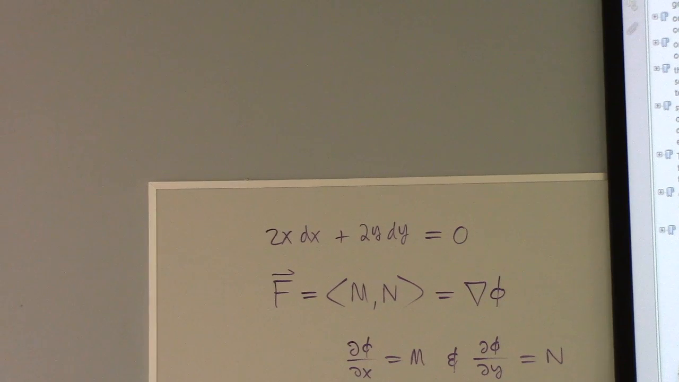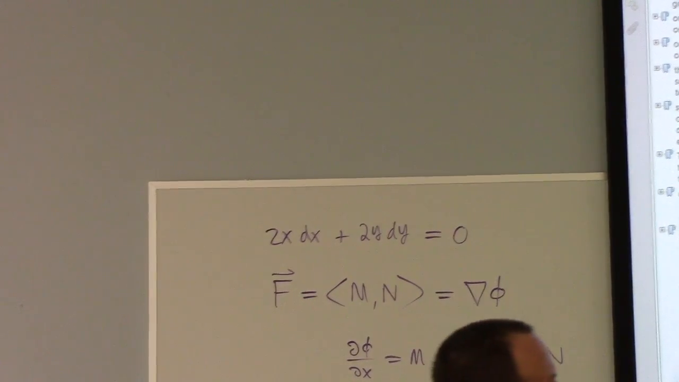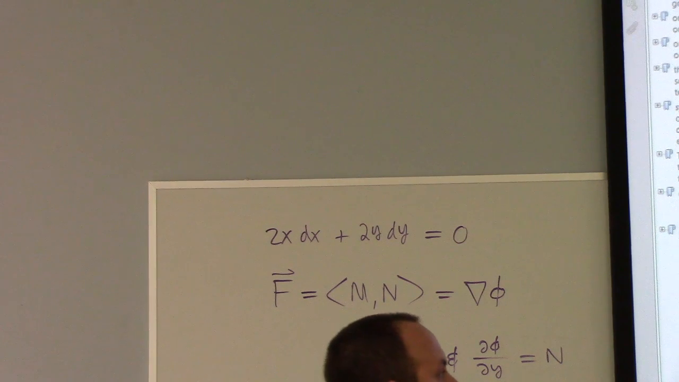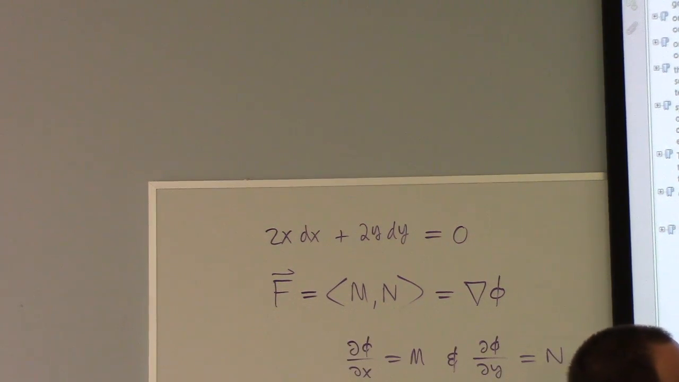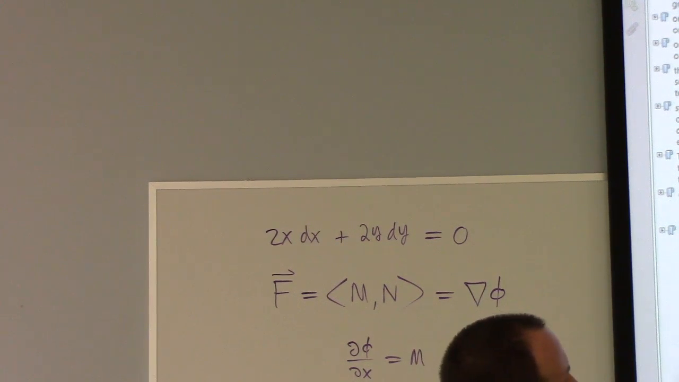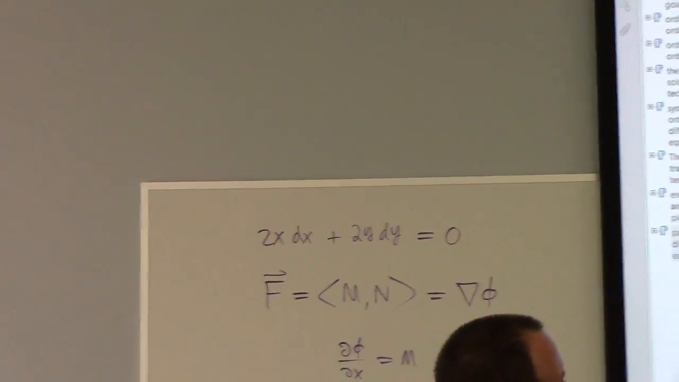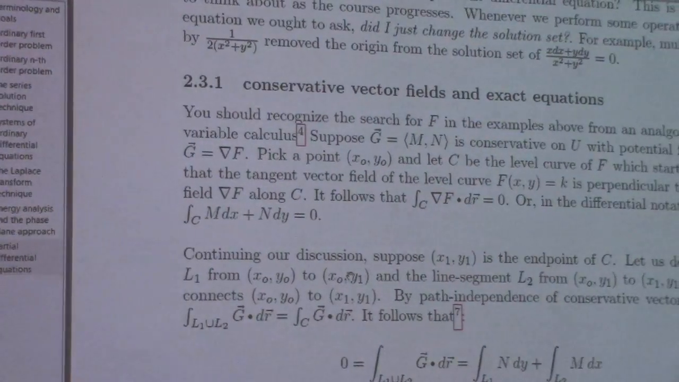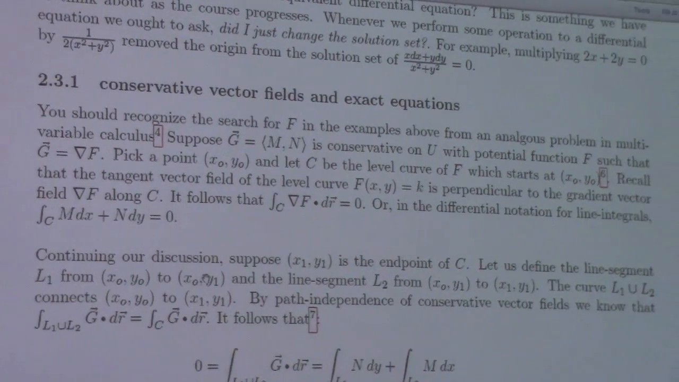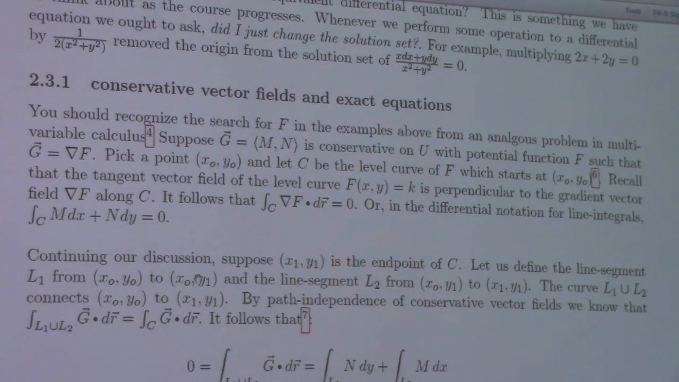In fact, if this is a conservative vector field, then m dx plus n dy is in fact an exact equation. Here's a little calculation that's kind of neat. If you want, you can pick 2 points, x naught and, oh man, I wish I had a picture of this in here. Let me see if I can. So here's the picture.